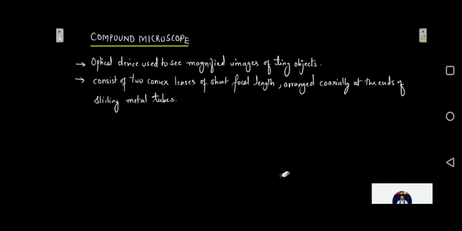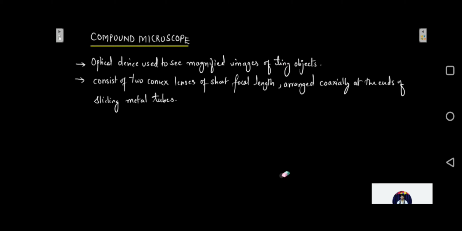We are going to get magnified images of a very small object which we cannot see with naked eyes. So that is a compound microscope. Coming to the construction of a compound microscope, it consists of two convex lenses.